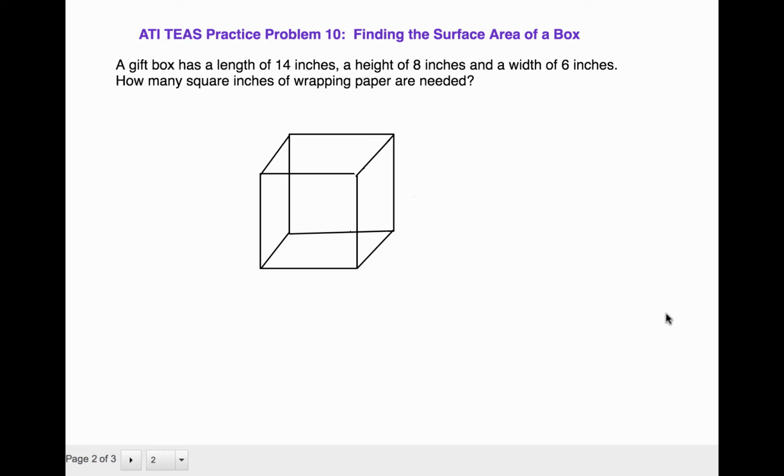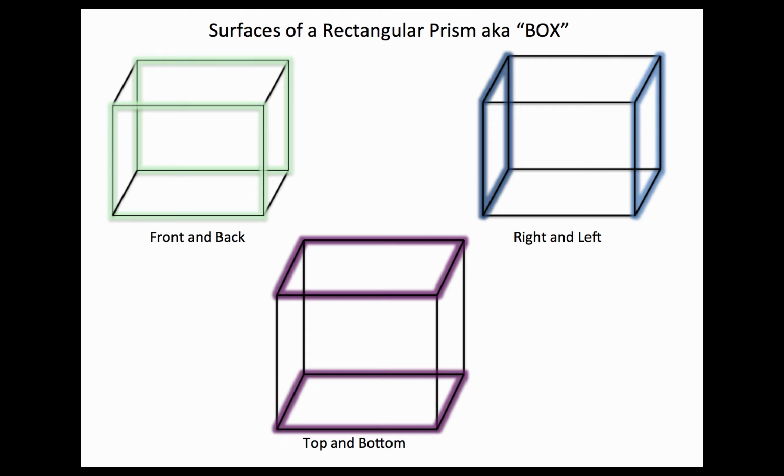Before we try to calculate how much wrapping paper is needed for the box, let's talk about what a box is in mathematical terms. A box is also known as a rectangular prism. A rectangular prism is a three-dimensional object which has 6 faces or surfaces.